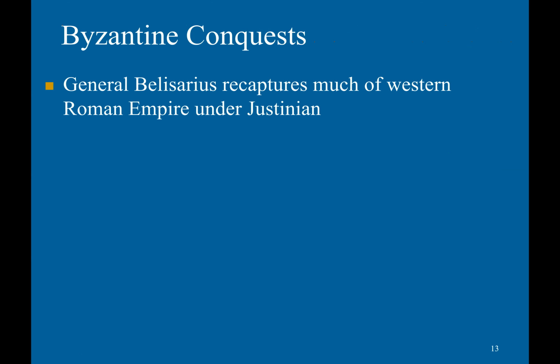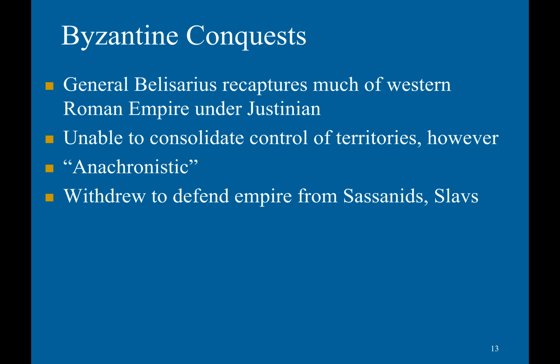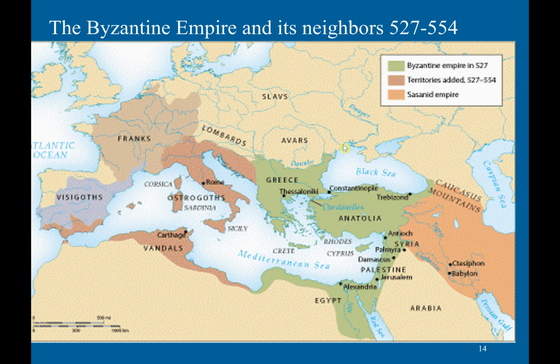However, the Byzantines are unable to consolidate control of these territories, because these territories keep wanting to go their own separate ways. Due to Sassanid and Slavic threats, Byzantine military forces were withdrawn to defend the core part of the empire. It didn't help that they also had a plague. And thus, from 541 to 750, there were basically just off and on conflicts.